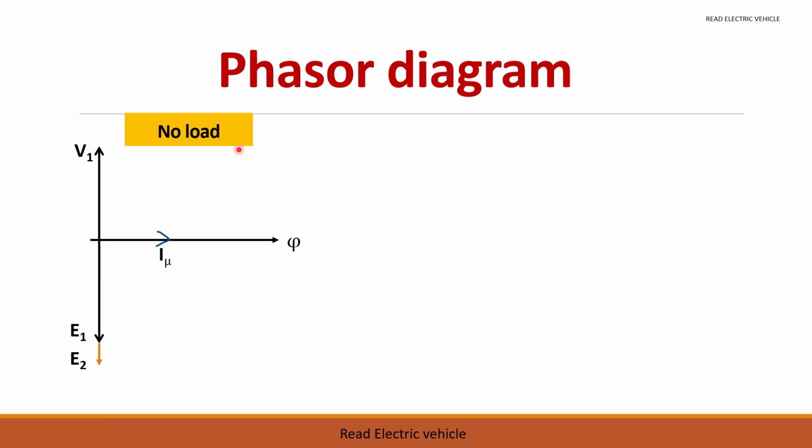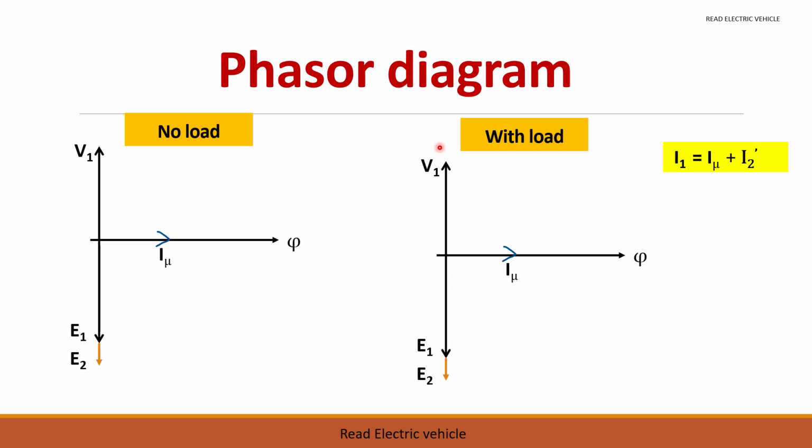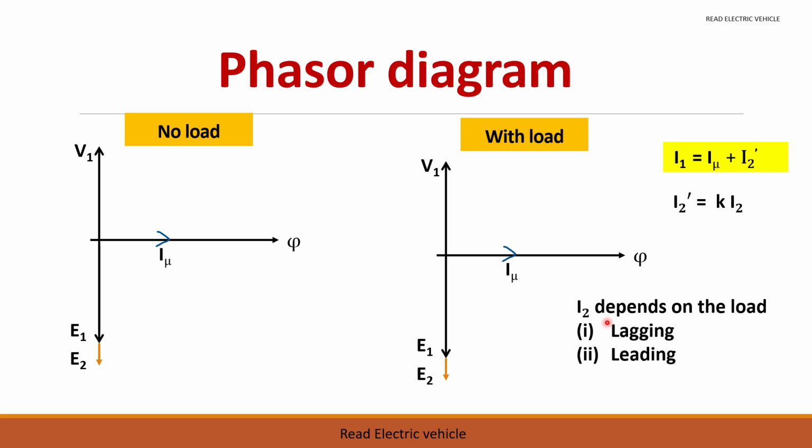Now we will apply the load and see how the phasor diagram changes. We know when you load it, there is a primary current which changes from I mu to I1. So we have to include this I1 in the phasor diagram. What is I1? I mu plus I2 dash. For that, first we should know what is I2 dash. I2 dash is nothing but K times I2. But where is I2? I2 depends upon the load. So if it is a lagging load or leading load, we have to draw the I2.